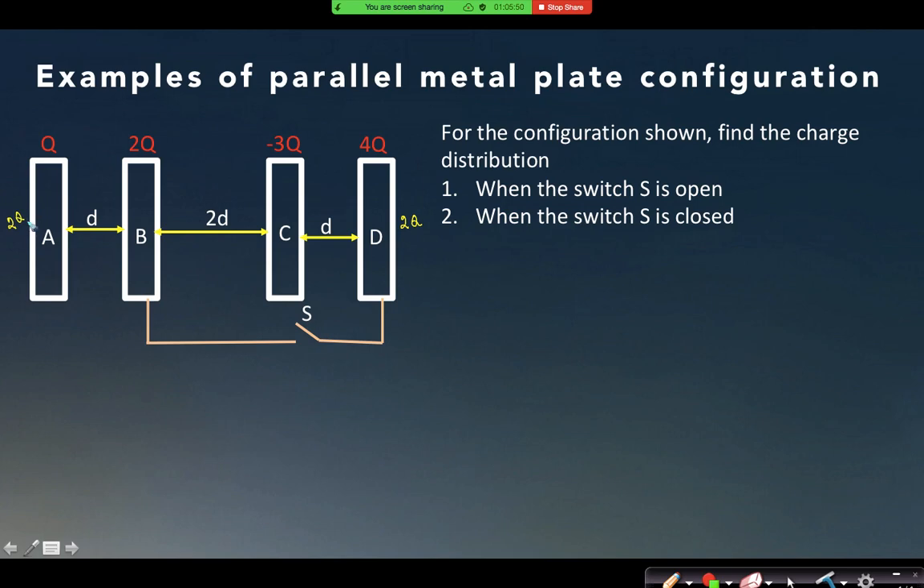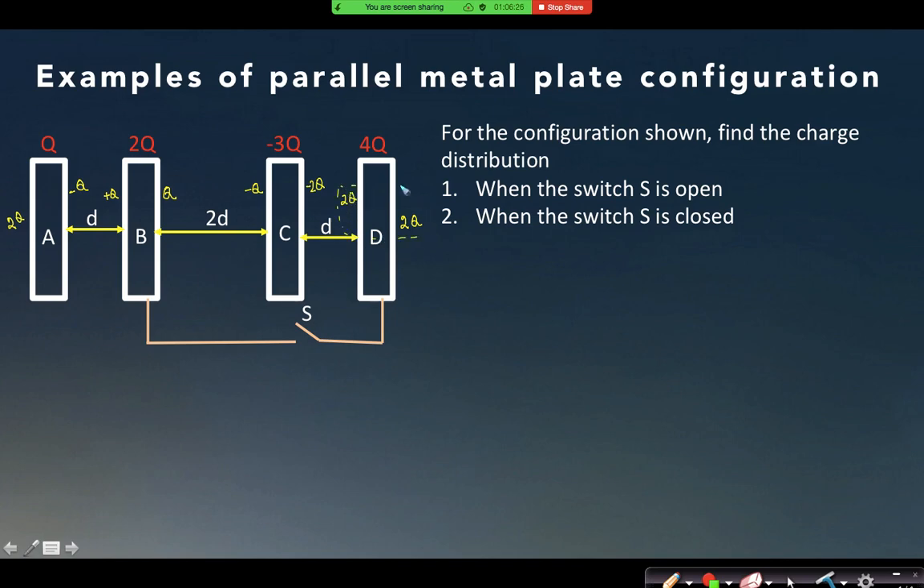If this plate is isolated and this charge is Q, so can I say the charge on this surface will be minus Q? Yes, sir. In order to make total charge Q. If it is minus Q, what will be the charge on this face? Plus Q. What will be the charge on this face of the B? Plus Q. What will be the charge on this face? Minus Q. This one, minus 2Q. This one, plus 2Q.